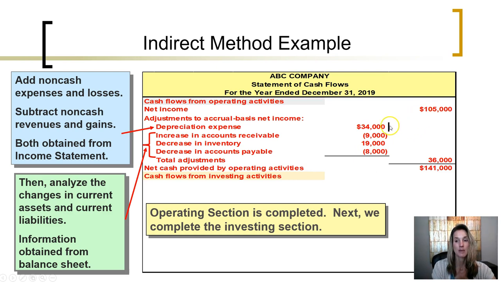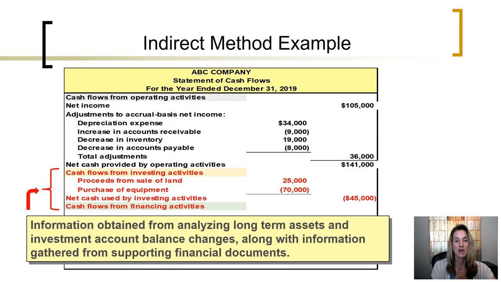Net income plus and minus all of those adjustments gives us the amount of cash provided by operating activities. This was a positive number, indicating that overall operating activities provided more cash than it used. Once the operating activities section is complete, we then complete the investing activities section. Information for this section is obtained from analyzing long-term assets and investment account balance changes, along with additional information that is gathered from supporting financial documents outside of the general ledger.